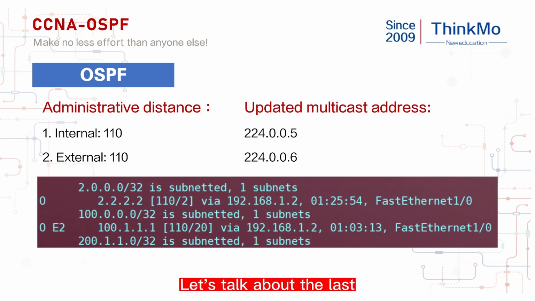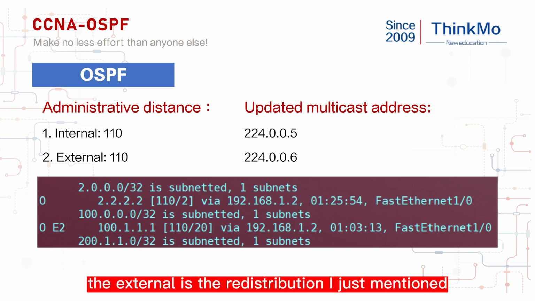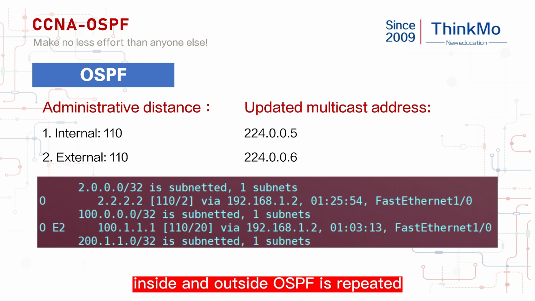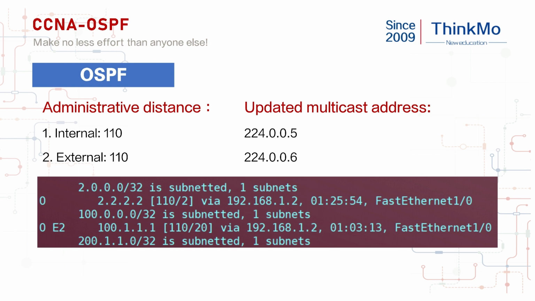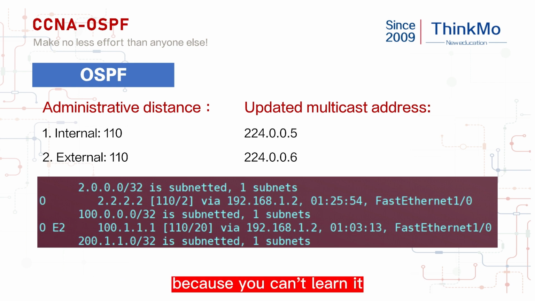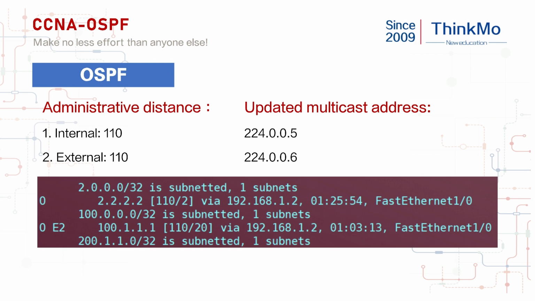Let's talk about the last, some theory of OSPF. Administrative distance. The external is the redistribution I just mentioned. Then you will find, in Cisco, the administrative distance inside and outside OSPF is the same. Then if we do redistribution in the future, in some cases it will cause problems. You will also address these issues in the future. Now let's not talk about this knowledge, because you can't learn it yet. You must first learn the area division. Then learn this thing. Let's talk about the latter.